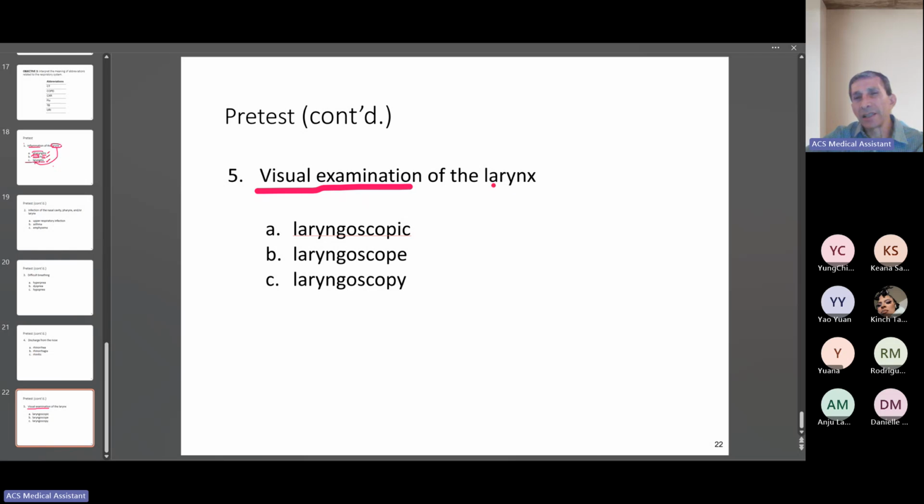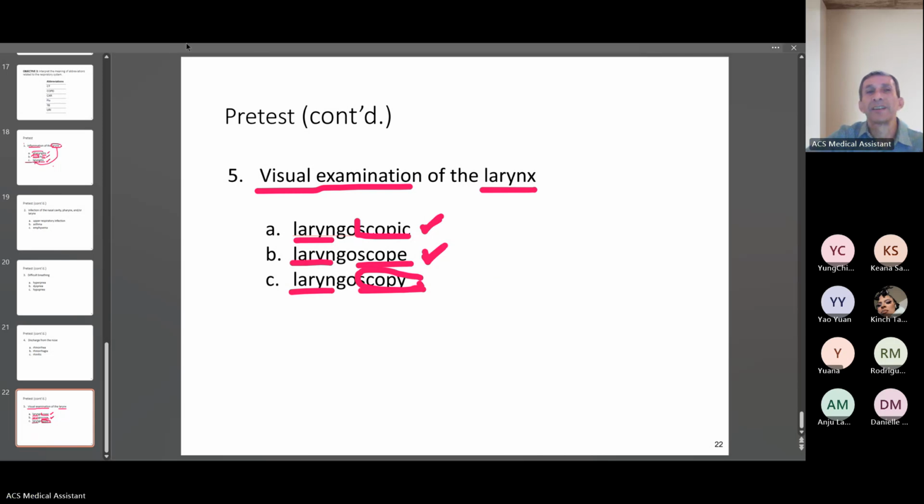So all of them have larynx, so this should not be a given because larynx, larynx, larynx. So the key is scopic, scope, scopy. Remember, this is pertaining to the scope. This is the scope, the instrument. This is pertaining to the instrument. So scopy will be the visual examination of the larynx.